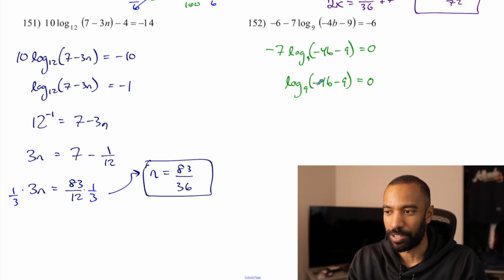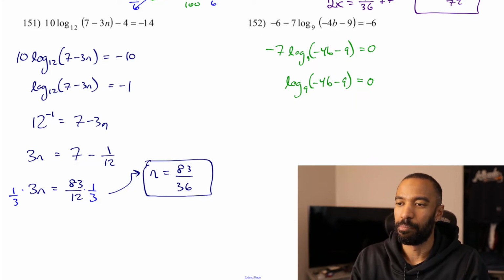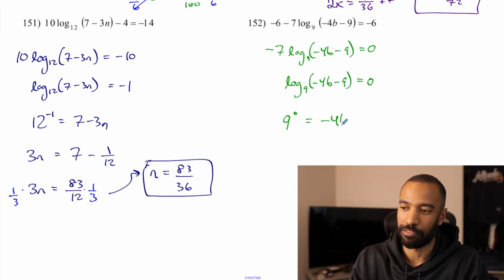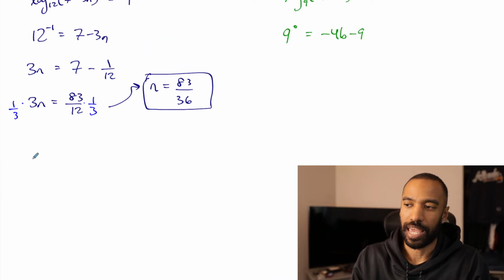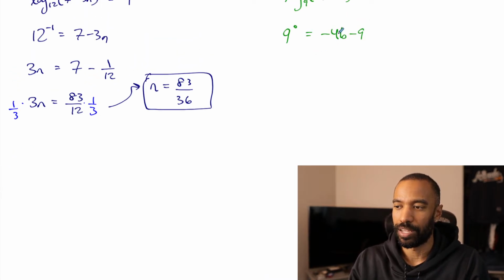I mean, ultimately, we are asking this to be 1 because the log of 1 is going to give you 0. But if I'm just going to write this out, 9 to the 0 power equals negative 4b minus 9. So that 9 to the 0 is 1. So we need negative 4b minus 9 to equal 1.